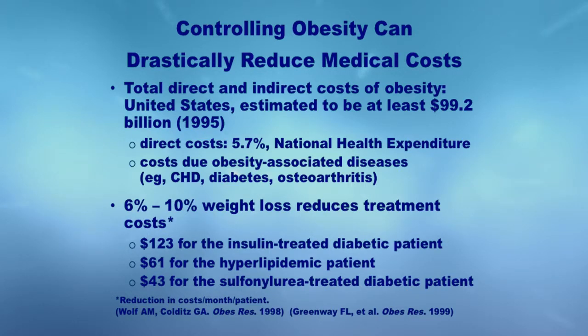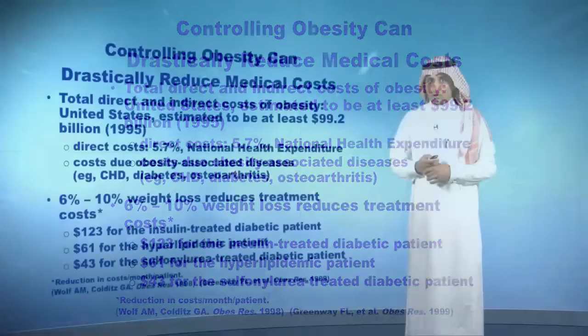Sorry, it's not clear for you, but let me explain it. 99.2 billion. Direct cost is around 5.7 from 99.2. And the cost due to obesity-associated disease is around 82% of 99.2 billion. A 6% to 10% weight loss reduces treatment cost.